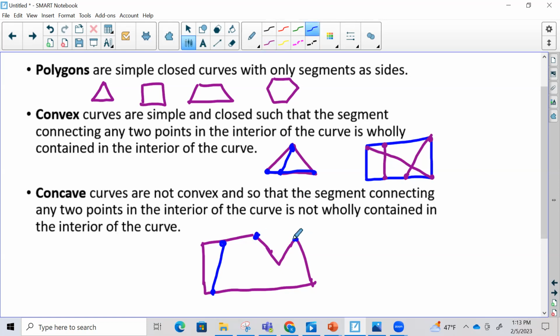This point and connected it, that line is not completely inside of this figure. So again, if I picked like this point and drew a line segment connecting them, this line segment partially goes outside the figure and is partially inside. For it to be convex, the line segment has to be completely inside the figure. Right? And so this is an example of a concave curve.